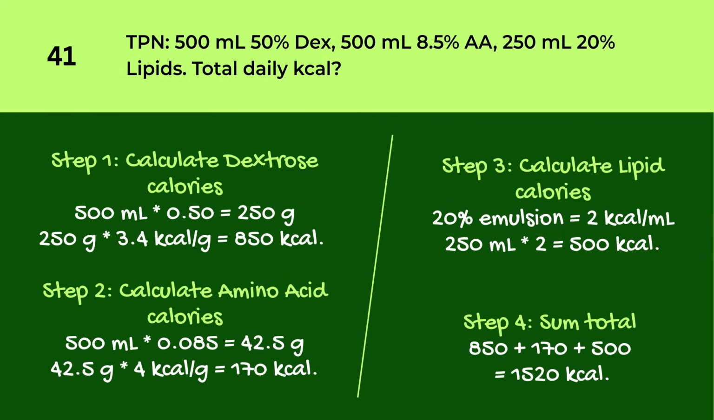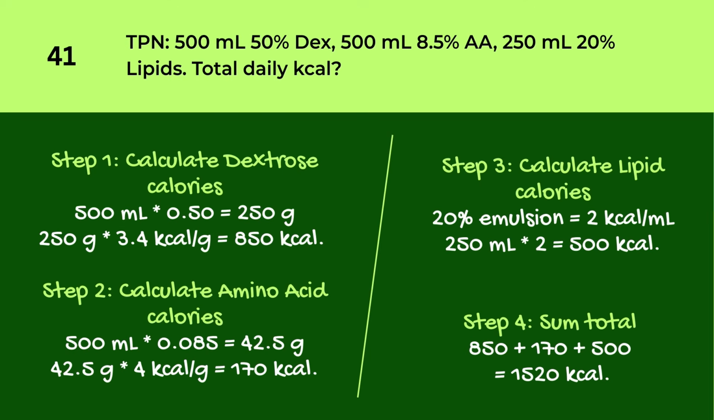Here is the breakdown. We have to calculate the calories for each ingredient separately. First, dextrose. 500 milliliters times 0.50 gives us 250 grams. Dextrose provides 3.4 kilocalories per gram, so 250 times 3.4 equals 850 calories. Next, the amino acids. 500 milliliters times 0.085 is 42.5 grams. At 4 calories per gram, that is 170 calories. Finally, the lipids. A 20% emulsion provides 2 calories per milliliter. So, 250 milliliters times 2 is 500 calories.